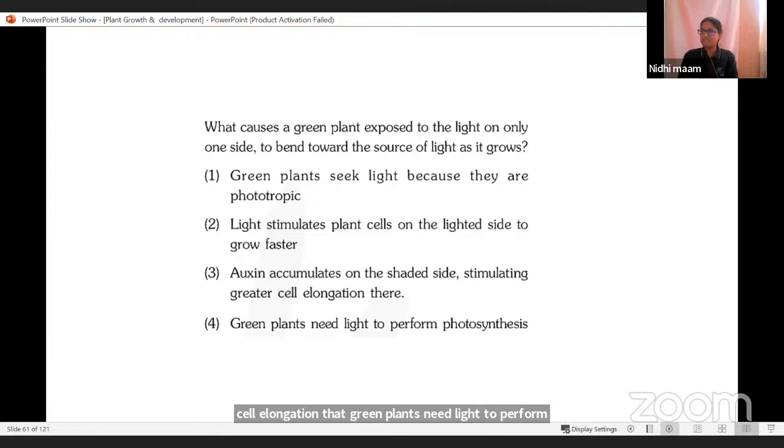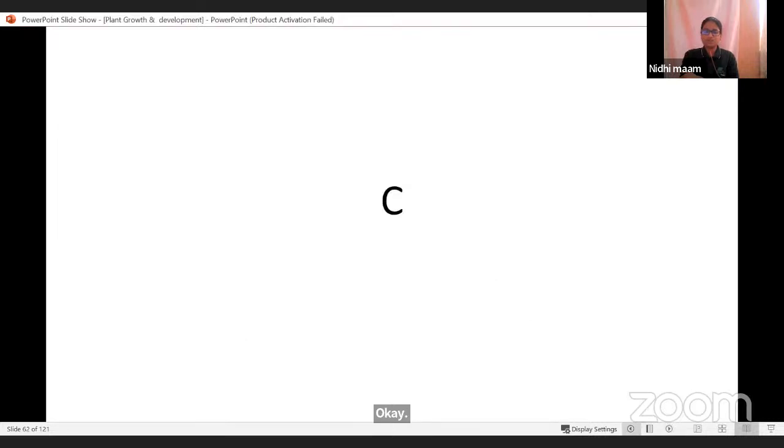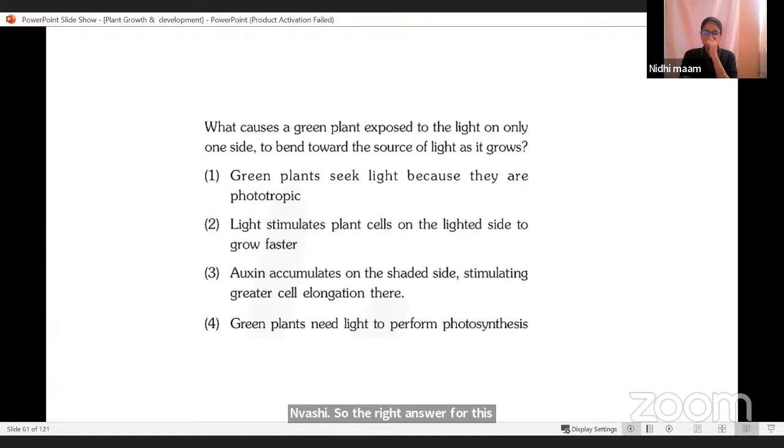Shadab Tolagi is active on YouTube. Aishwarya KM, Sangamesh Nellur answered it. Good. The quick response is given by Bhavana, Impana, Navyashri. So the right answer for this question is option C. Auxin accumulates on the shaded side, stimulating greater cell elongation. Option C is the right answer.